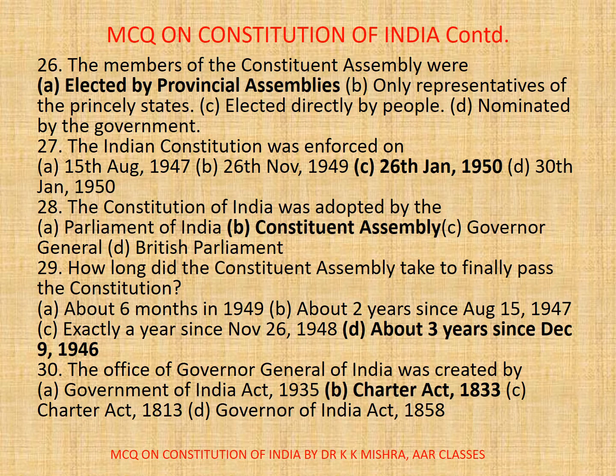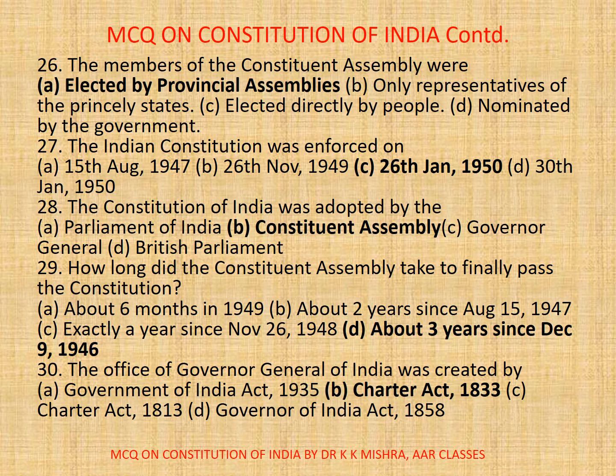29. How long did the Constituent Assembly take to finally pass the Constitution? A. About 6 months in 1949, B. About 2 years since August 15, 1947, C. Exactly a year since November 26, 1948, D. About 3 years since December 9, 1946. Correct option is D. About 3 years since December 9, 1946. Actually, the total time it took was 2 years, 11 months and some days.